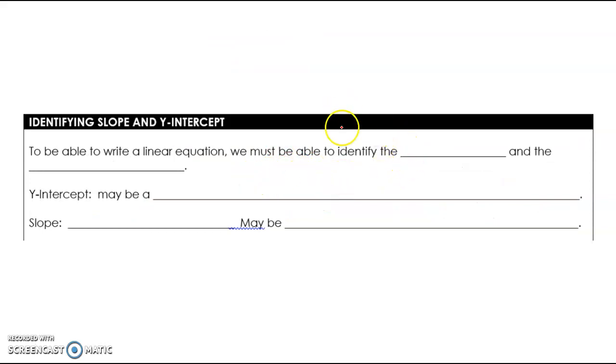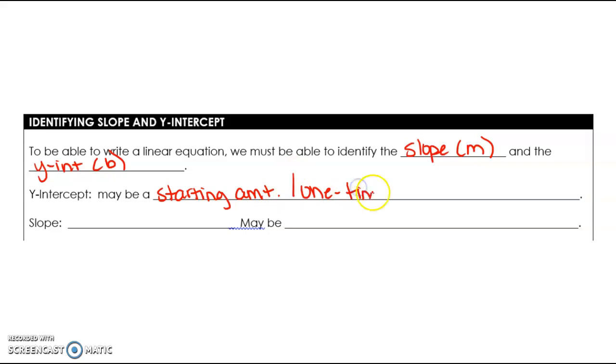So to be able to write a linear equation, we need to identify the slope, which is m, and the y-intercept, which is b. The intercept in most real-world applications is going to be like your starting amount, or maybe a one-time fee. So we've seen those. The starting amount, maybe if you work off commission, maybe you get $500 and 20% commission. So your starting amount's $500.